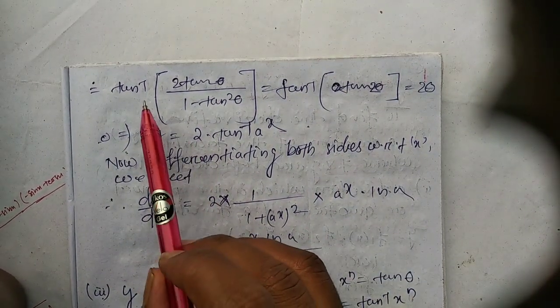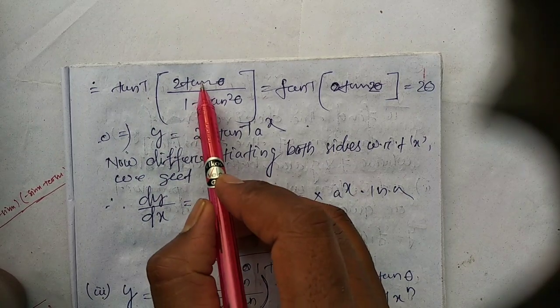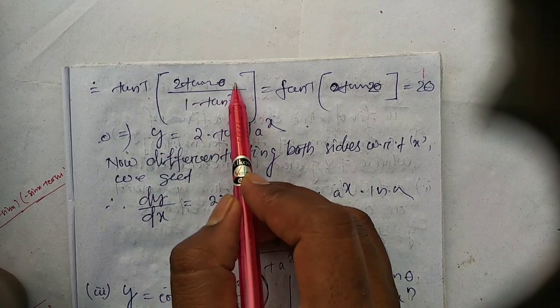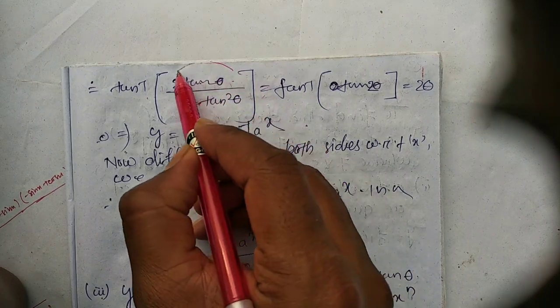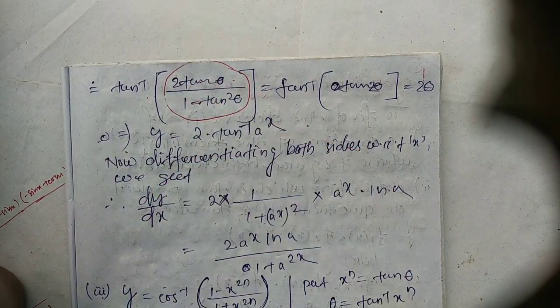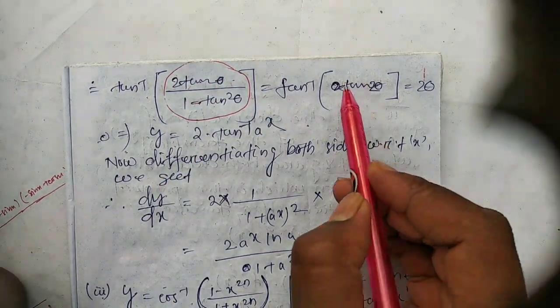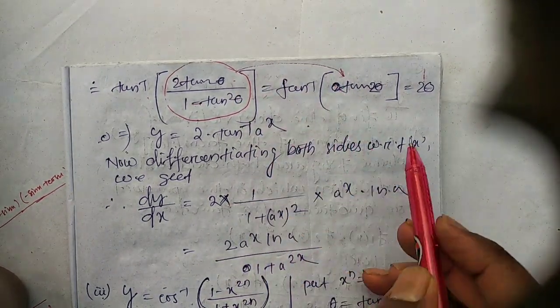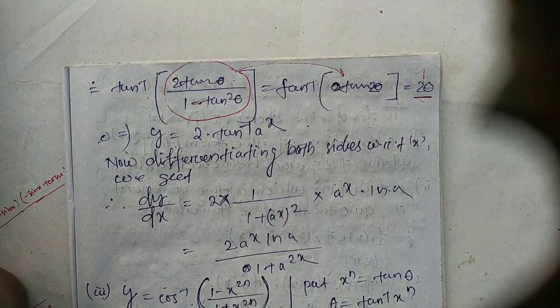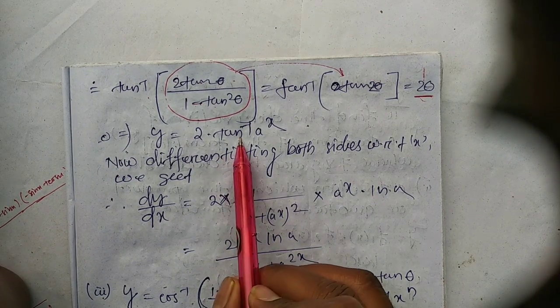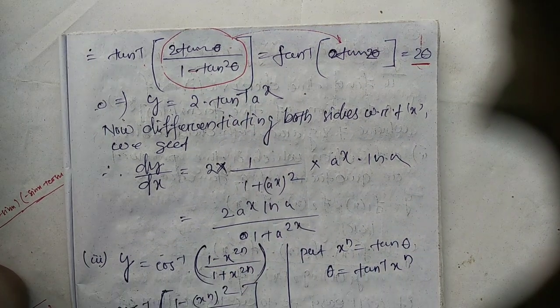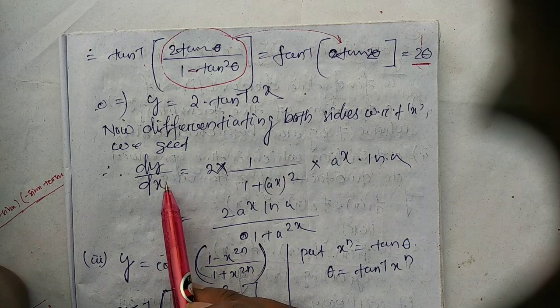Everybody knows, tan inverse a to the power x, we replace it with tan theta. 1 minus this will be tan square theta. This is the formula of tan 2 theta. Okay, so we can write tan 2 theta here. So finally how much we are obtaining: 2 theta, and the value of theta is tan inverse a to the power x. Put everything here, then now differentiate both sides with respect to x.